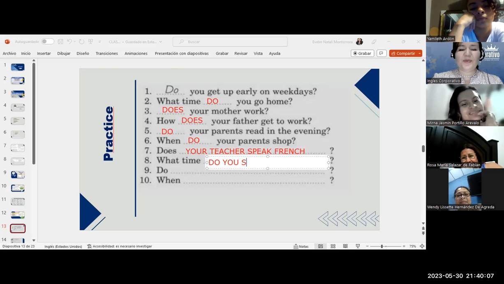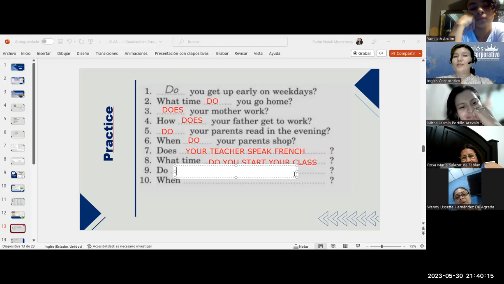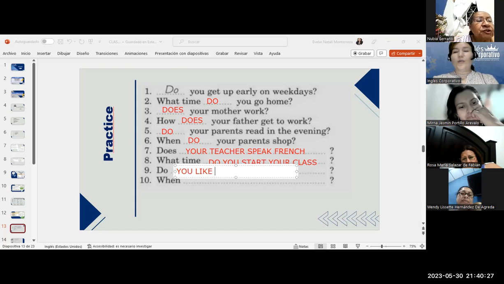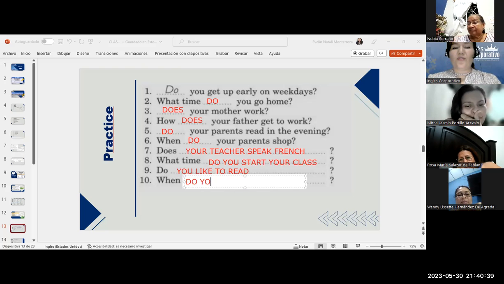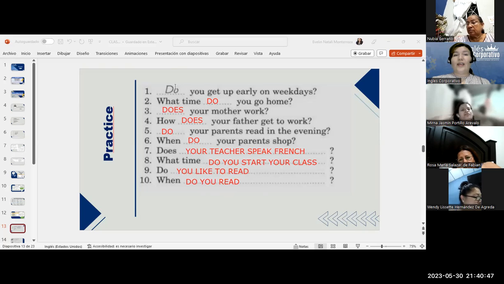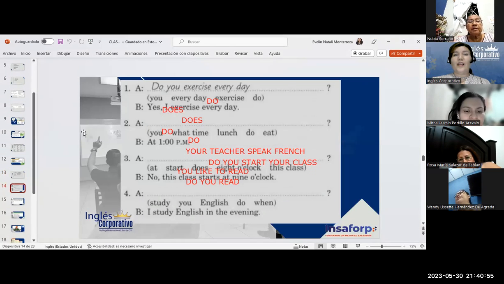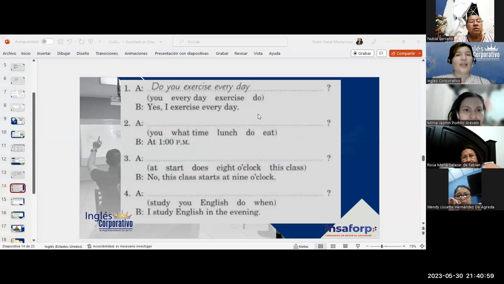What time do you start your class? That is another question that you can make. Give me one question with do. ¿Qué pregunta podemos hacer con do? Do you like reading? Okay, let's do it simple. Do you like to read? And si te gusta leer, when do you read? No, when, cuando, en qué momento lees. When do you read? Right? And you have examples like that. We did this one yesterday. We did this example, and I have this one.